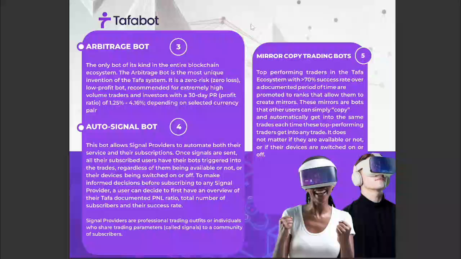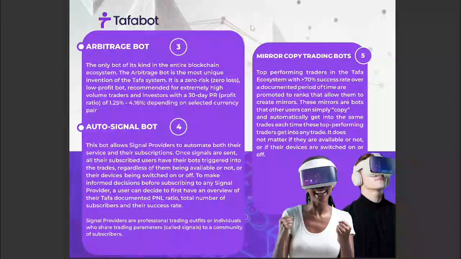So when you get to the Tafa platform as a newbie, you do not have to know anything about cryptocurrency trading. If you have never traded crypto before, you can use this mirror copy trading bot. It is very easy. I'm a crypto trader, but when I started on the Tafa platform, I decided to copy the mirror trading bot so I can also experience it and see how it works. Like I said, I decided to experience Tafa for myself before talking to you about it. That is why I'm here right now.